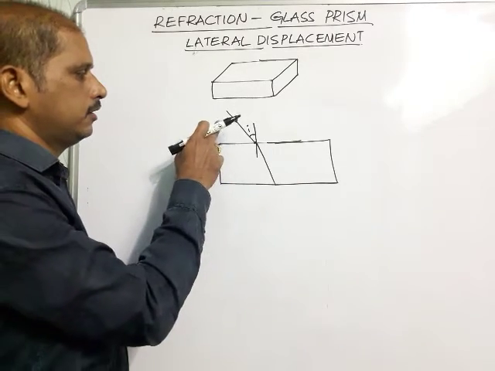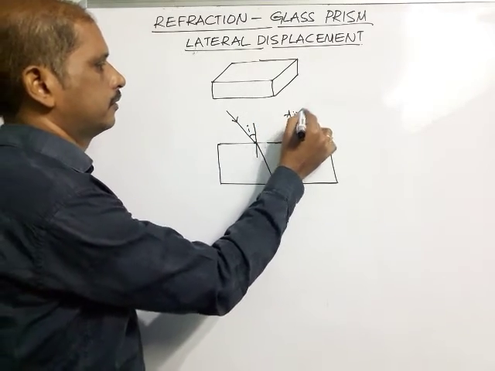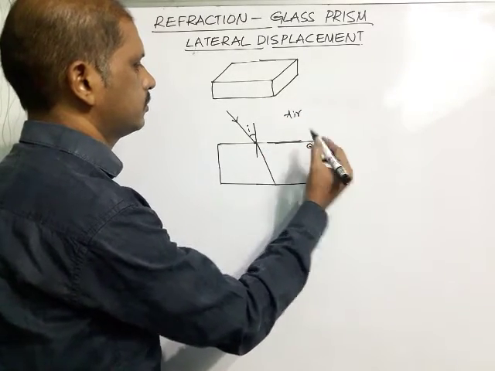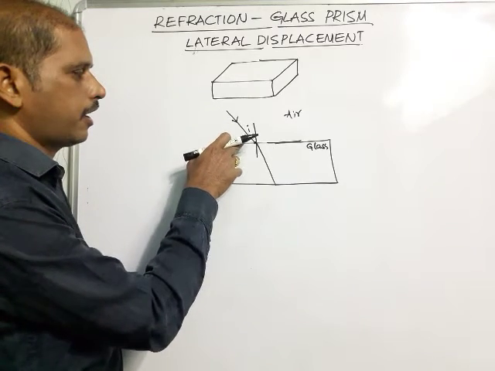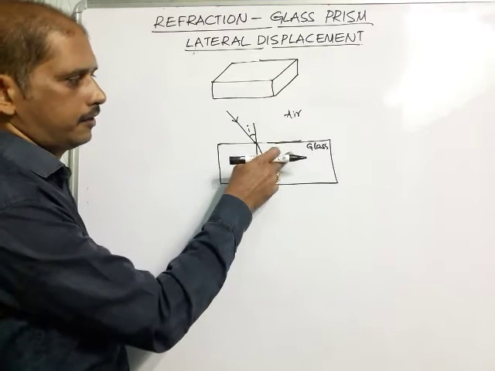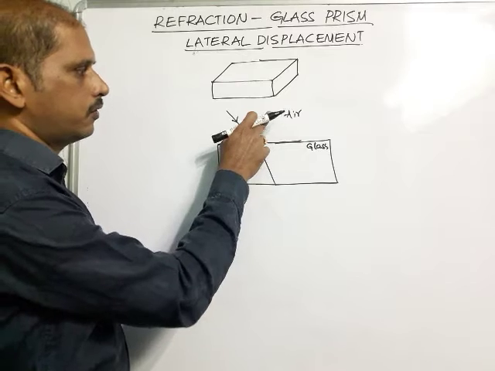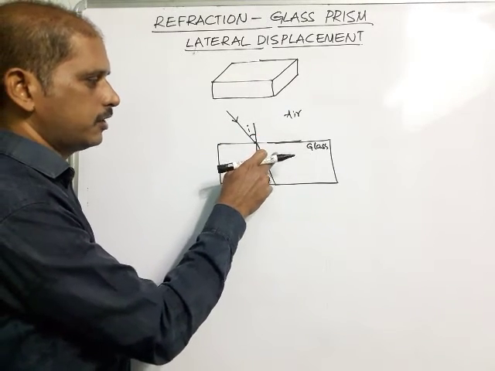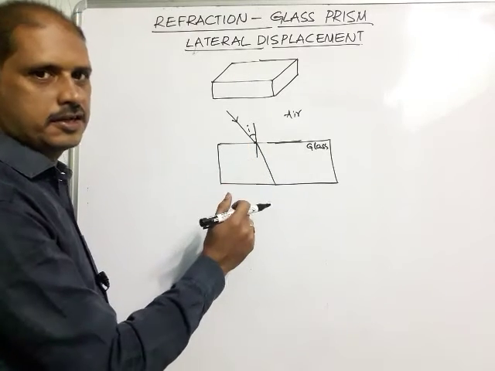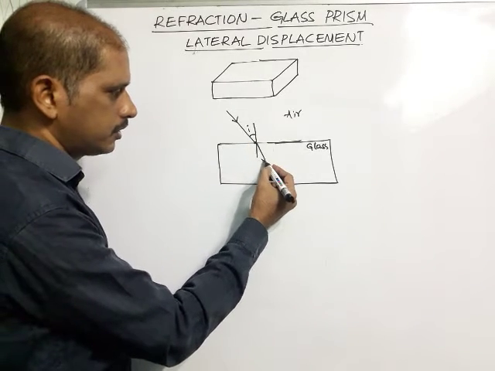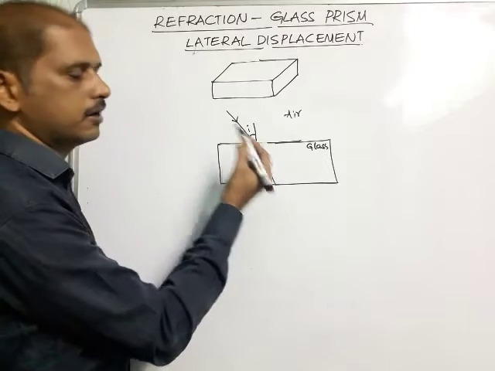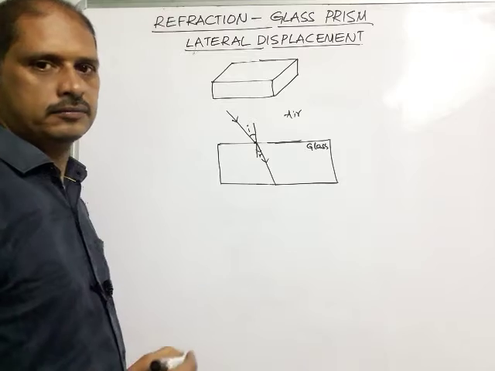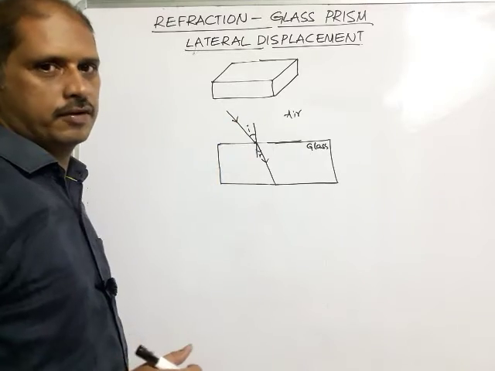Why? Because this is air, this is glass slab. So the light ray enters from a rarer medium. Air is rarer than glass. So light enters from a rarer medium to a denser medium. When it enters the denser medium, its velocity decreases. When velocity decreases, it is attracted towards the normal. So here this is the angle of refraction. This is the angle of incidence, this is the angle of refraction.